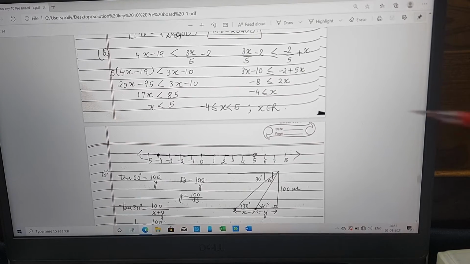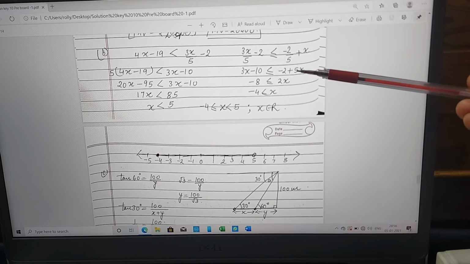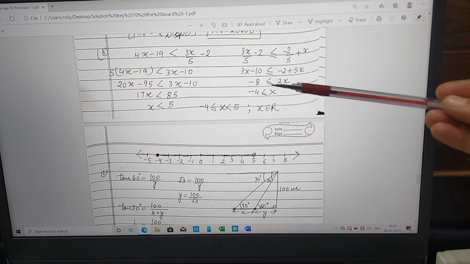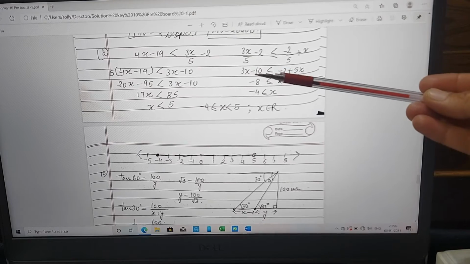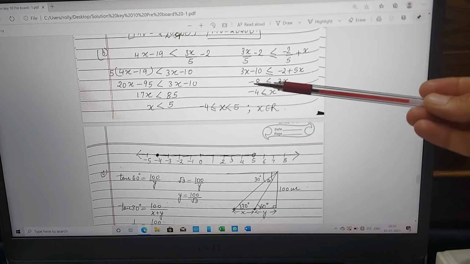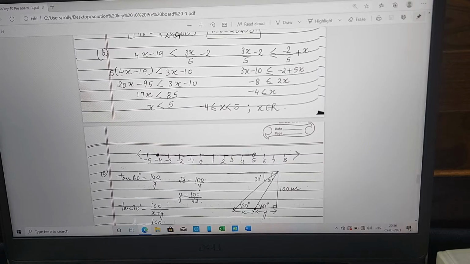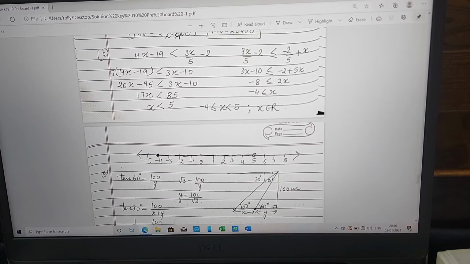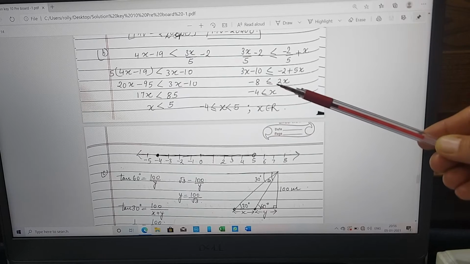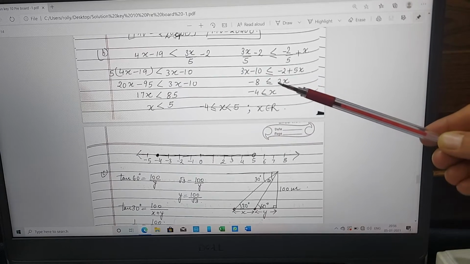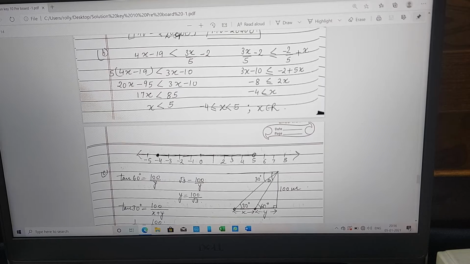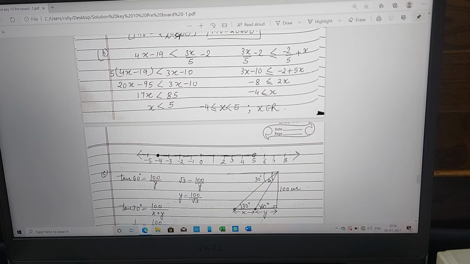And here you have to be very careful, because many children have done it this way: 5x has been transferred to the other side, so it has become 3x minus 5x. So 3x minus 5x, you will get minus 2x. Minus 2x is less than or equal to 10 will come this side, so you will get 8 over here. Minus 2x is less than or equal to 8. But when you multiply by the minus sign, the inequality sign will be changed and x will be greater than or equal to minus 4. You have to remember this.